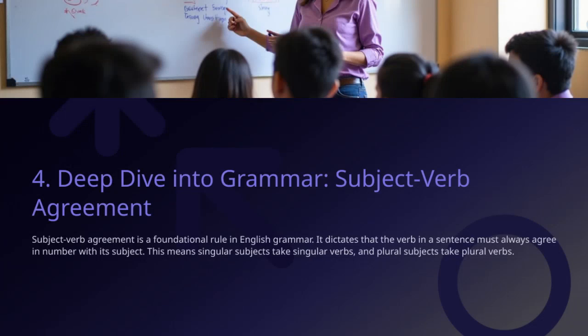Subject-verb agreement is a fundamental rule in English grammar that we all need to understand. It basically means that the verb you use in a sentence has to match the subject in number. So, if the subject is singular, the verb must also be singular. And if the subject is plural, then the verb should be plural as well. This rule helps keep our sentences clear and grammatically correct.